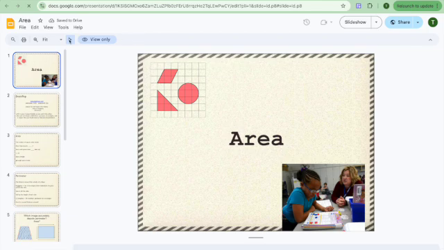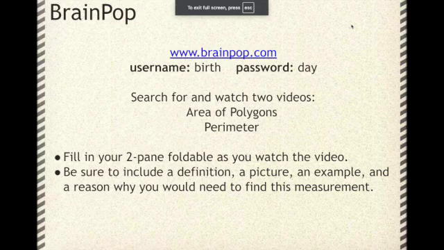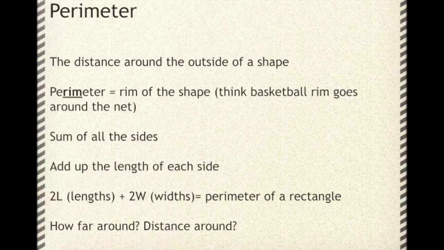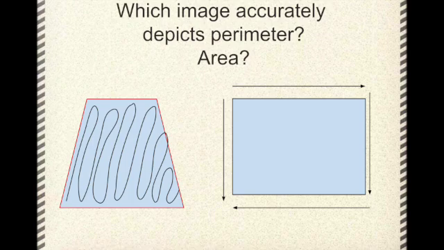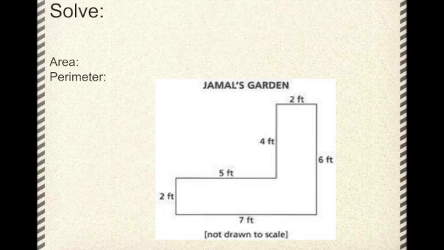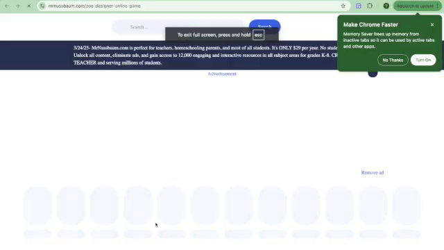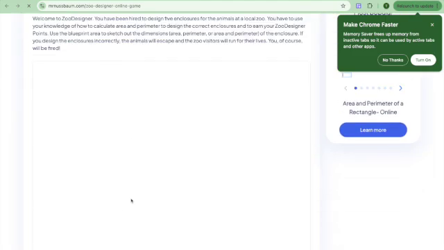The second resource for area is another lesson that students can go through and review themselves. It's got a BrainPOP for them to watch on area, polygons, or perimeter, and then they can go in and read themselves and learn more about area and perimeter, and then apply it. And then at the end, they can build a zoo using this link right here. Build a zoo using area and perimeter.